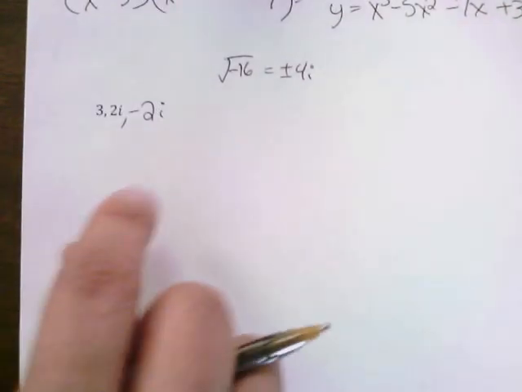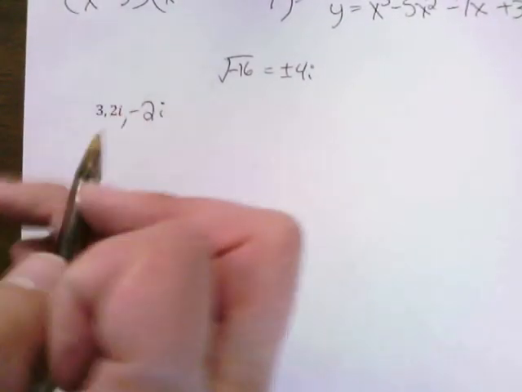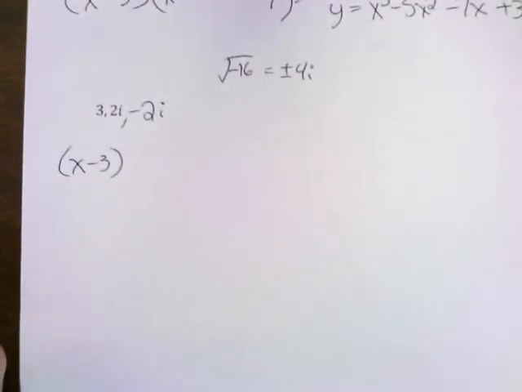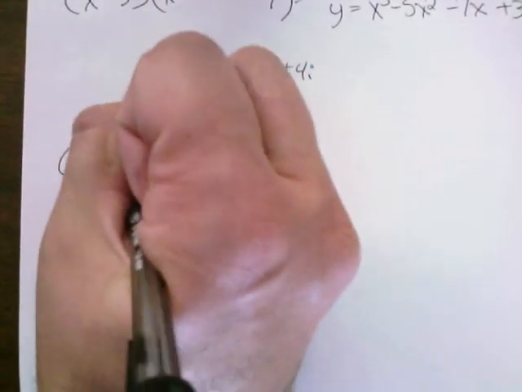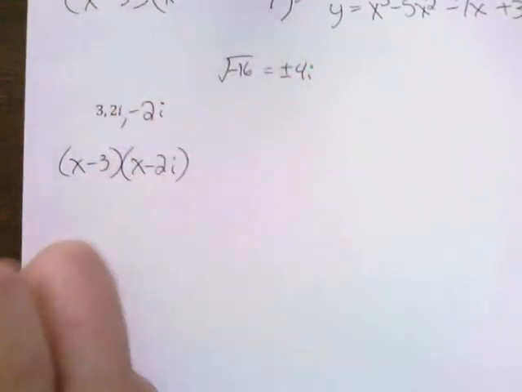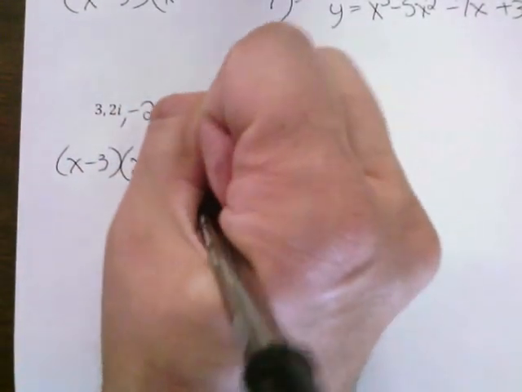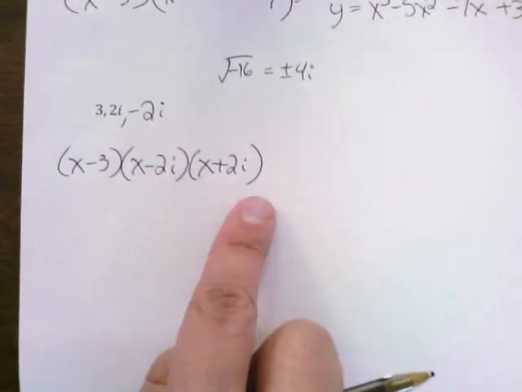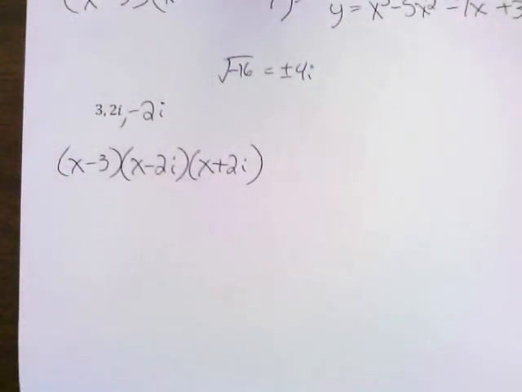Same deal as before, go from zeros to my factors. So if I have a 0 of 3, I'm going to have a factor of x minus 3. If I have a 0 of 2i, I'm going to have a factor of x minus 2i. And then a negative 2i, I'm going to have a factor of x plus 2i. This is currently a polynomial, but it's in factor form.